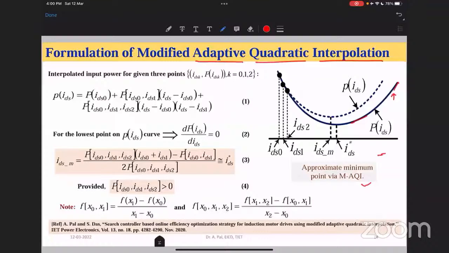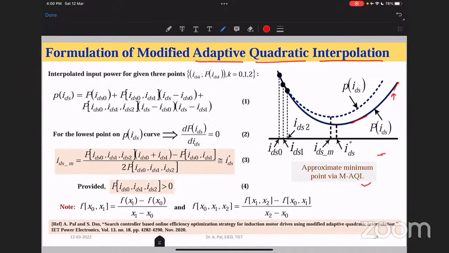So we can approximate this function with a quadratic, a second degree polynomial, say a parabola. Why do we choose the quadratic function? It is very easy to handle, and we can get the optimum very easily. It is a very efficient way to solve the optimization problem. That's why I've taken this type of function.